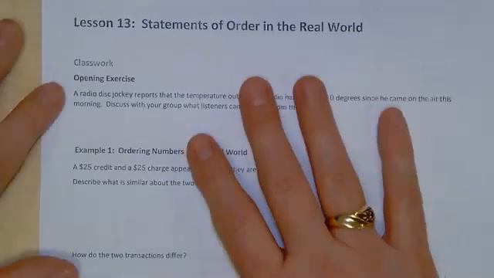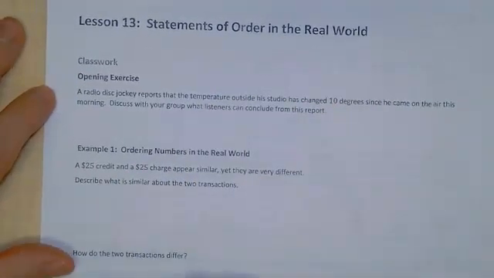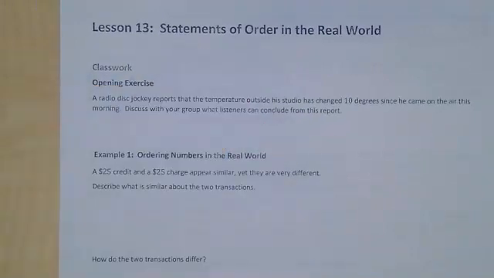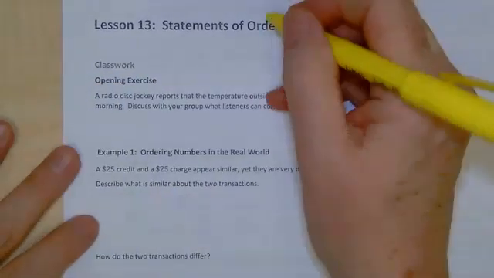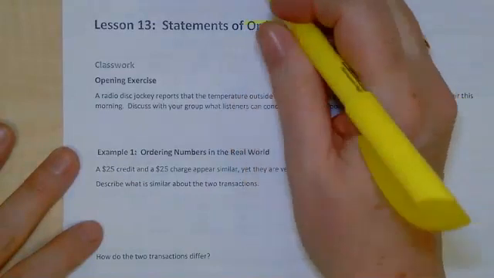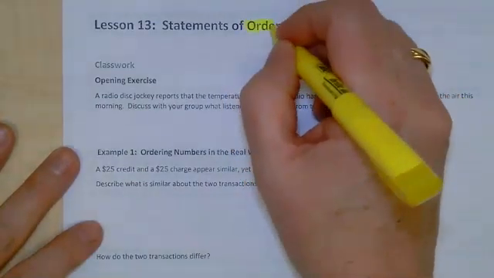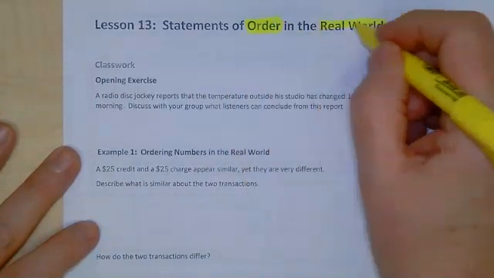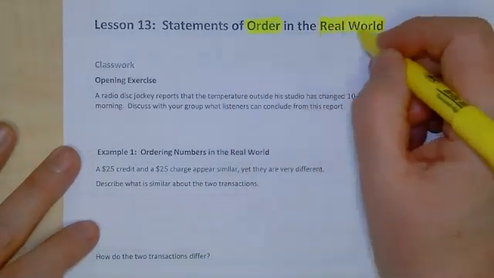And here we go. So welcome everybody to math. It's February 1st, 2021. We're going to do lesson 13 today, statements of order in the real world. So when we talk about order, we're talking about least to greatest, greatest to least. And we're talking about real world examples of when you would use this for math.